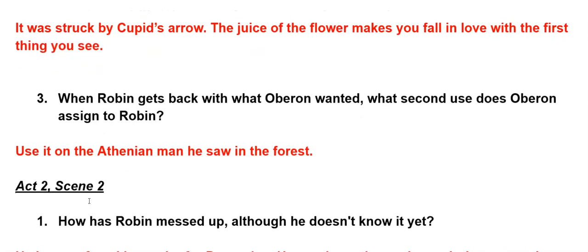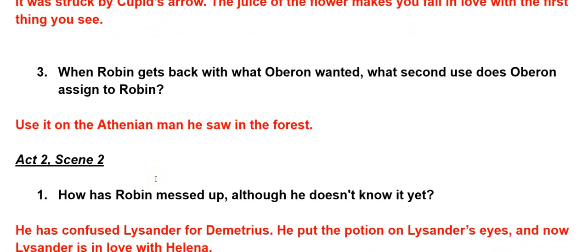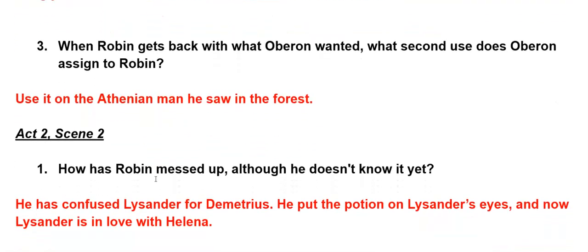Moving on to Act 2, Scene 2. How has Robin messed up, although he doesn't know it yet? Remember, he sees Lysander and Hermia asleep. They are not sleeping close to each other, so he assumes that it is Demetrius and Helena. So he gets confused. He thinks Lysander is Demetrius. He puts the potion on Lysander's eyes, and now Lysander is in love with Helena.